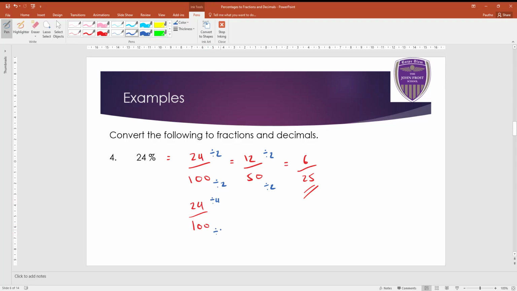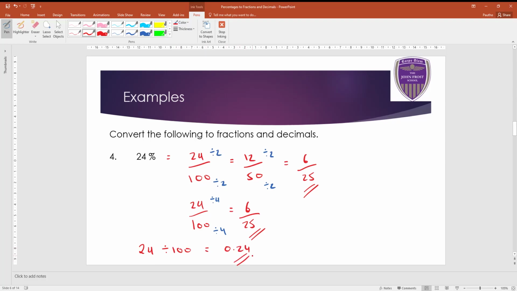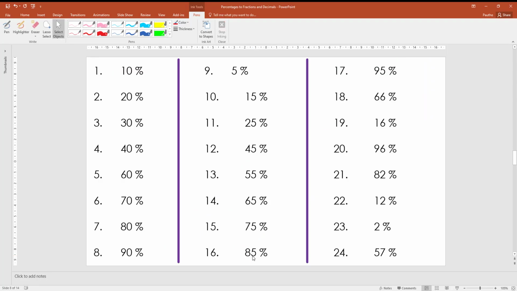You could have divided by 4. And how many 4s are in 24? 6. How many 4s are in 100? 25. And you get the same answer. But it doesn't matter. You can take 1 step to get there, 2 steps, 3 steps. It doesn't matter as long as you get there in the end. And that's for the decimal. I'm sure you know by now, 24 divided by 100 would be 0.24. And done.